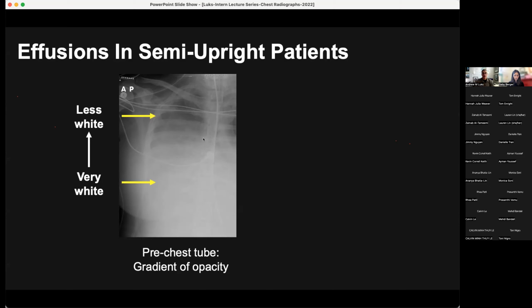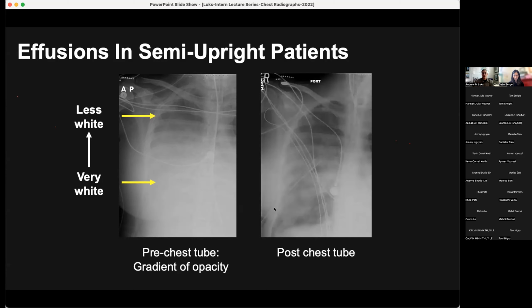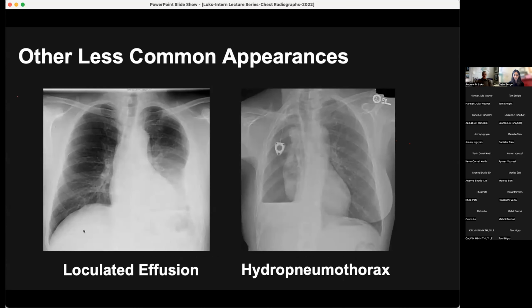To give you a nice demonstration of how this was in fact pleural fluid causing this gradient of opacity, this patient had a chest tube placed, and here you can see what the hemithorax looked like after drainage of a significant quantity of fluid. They clearly had some abnormality in the lung beneath that effusion, but here the gradient of opacity is indicative of an effusion. And then finally, some other less common appearances that are worth being aware of.